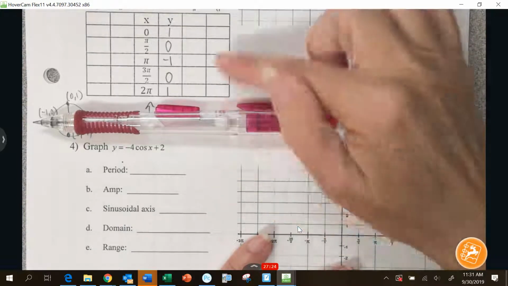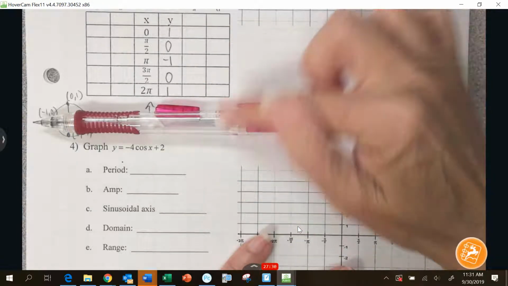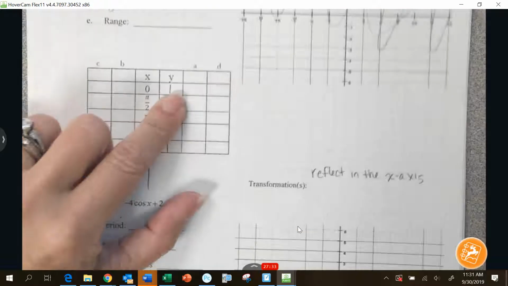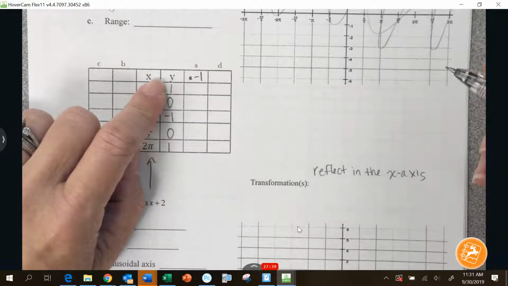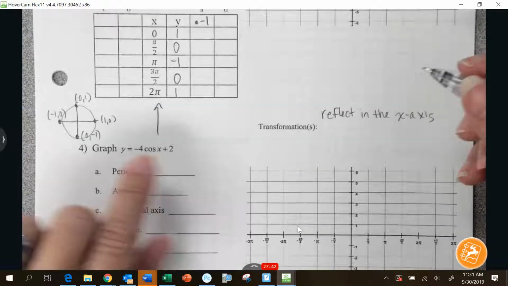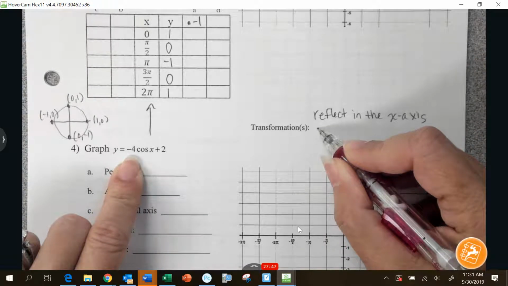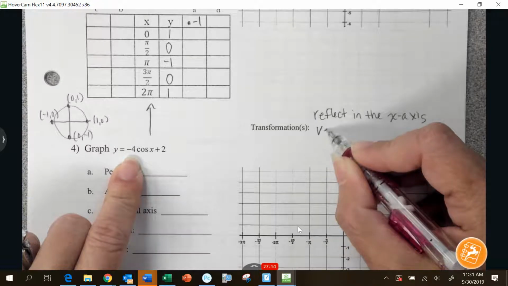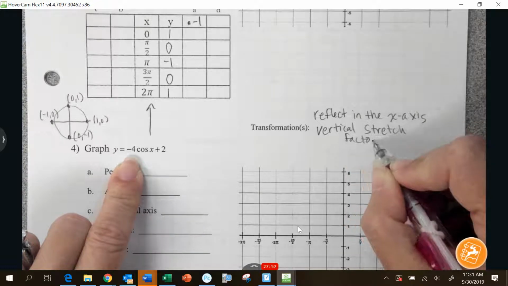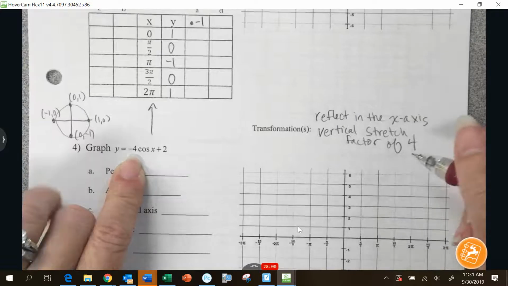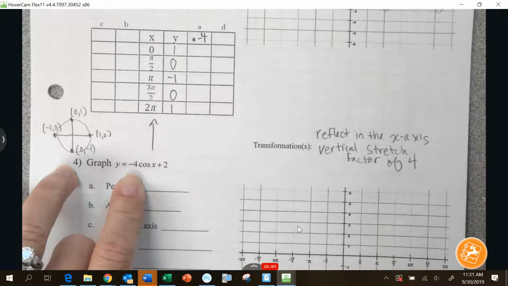Is that vertical or is that horizontal? Where's my finger going? Vertical or horizontal? That's vertical. So in our table, we will go to the vertical side, which is the y side, and we will multiply by negative 1. I probably shouldn't have filled that out yet, because what's next? What's the 4? Vertical stretch. Factor of 4. So that means I'll go to my vertical side and multiply by 4. Well, I'm not going to multiply by negative 1 and multiply by 4. I'll just do them at the same time. So multiply by negative 4.